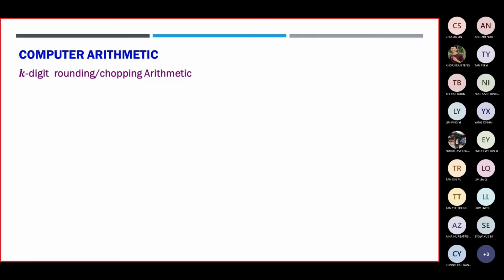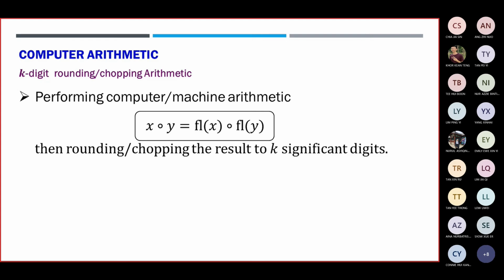Okay, now k-digit rounding or chopping arithmetic. Just now we looked at the general forms. Now we involve arithmetic, which means as usual we do arithmetic operations: addition, subtraction, multiplication, division, square root, and so on. So we're going to look into how it works and how we conclude the final answer.